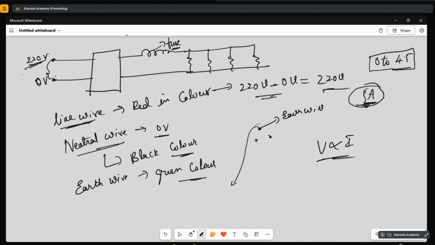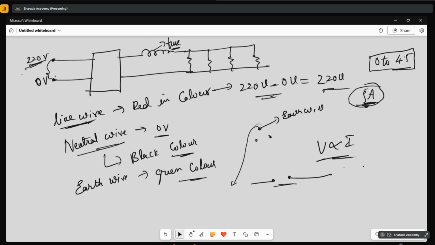When the fuse blows off, it becomes an open circuit. There is a metal piece there which will melt, and because of that it becomes an open circuit. We know that whenever there is an open circuit, that is, no closed path, current will not flow through it. Correct? At that time, current will not flow, so our appliances will be saved. That is why we use the fuse.